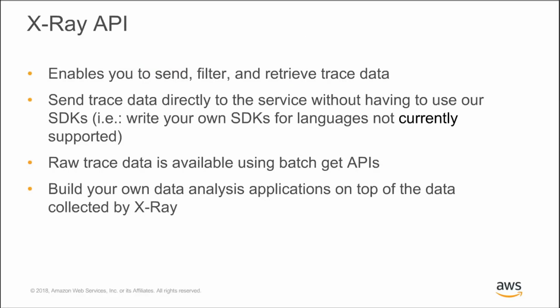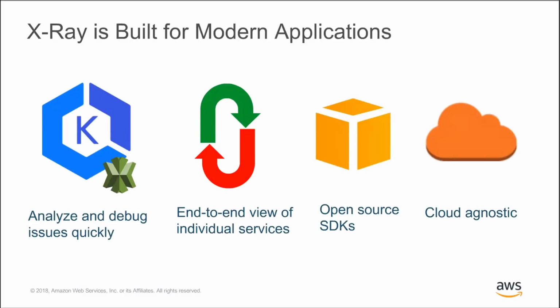A little bit more details about the X-Ray API. Once you have instrumented your code, it allows you to send, filter, and retrieve the tracing data. The tracing data by itself can be sent directly to the service without having to use the SDKs. What that means is you can actually write your own SDKs and support the languages that are not currently supported. You can also get raw trace data using batch get APIs. And once you have the raw trace data, you can generate your own analytics on top of that. So that's the value add that it provides, that not only can you use the analytics provided by the X-Ray service itself, but you can create your custom analytics as well.